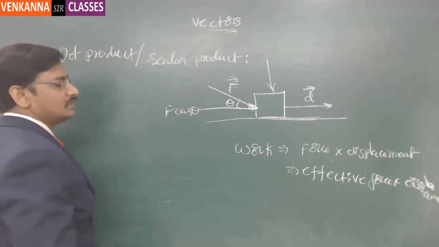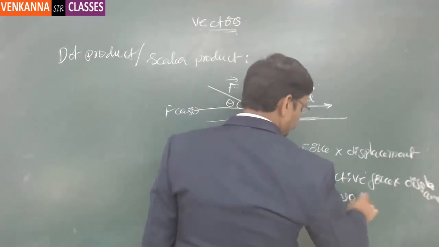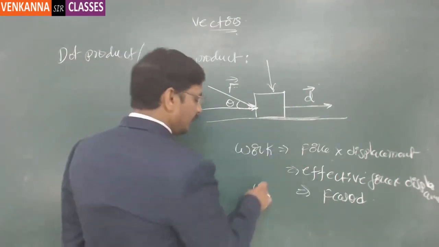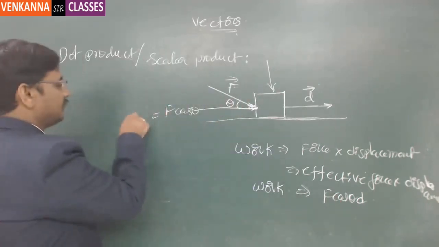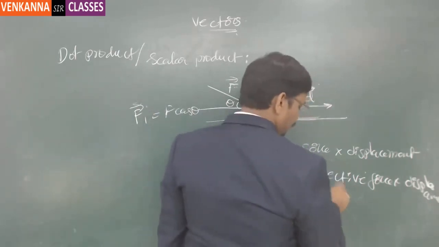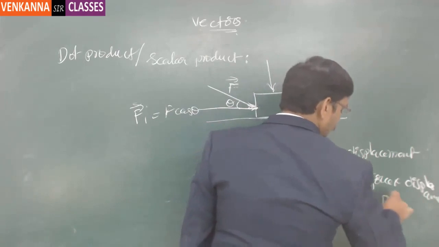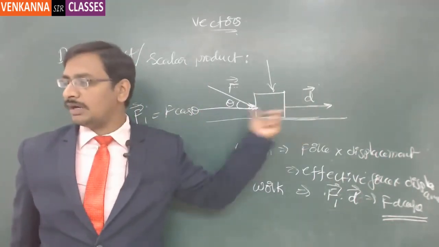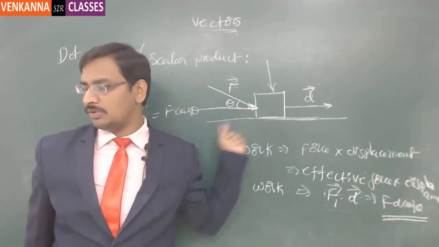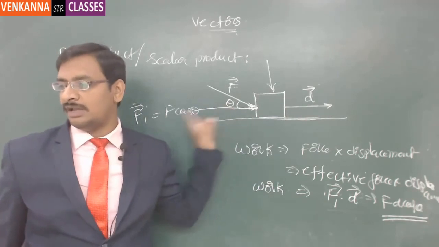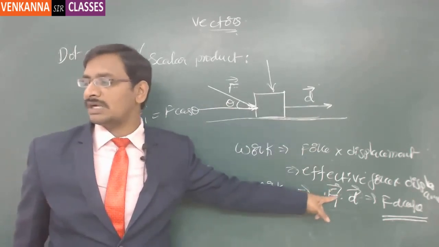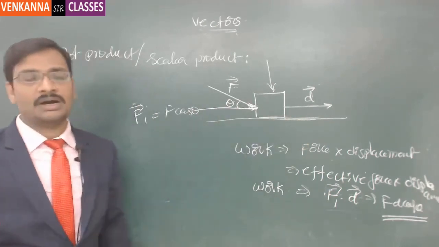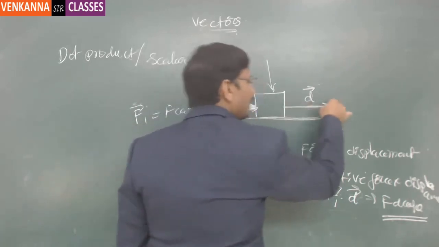Now, the effective force is F cos theta. F cos theta into D is nothing but the product, which is the work. If I say that this F cos theta is F1, then F1 dot D is nothing but F into D into cos theta, because F1 and D are in the same direction. So the angle between them is 0. F and D have an angle of theta, but F1 and D do not have any angle between them. That means you can straight away multiply these two. Here it is F cos theta into D. You don't need to specify the direction, because F cos theta is in one direction, and D is exactly in the same direction.